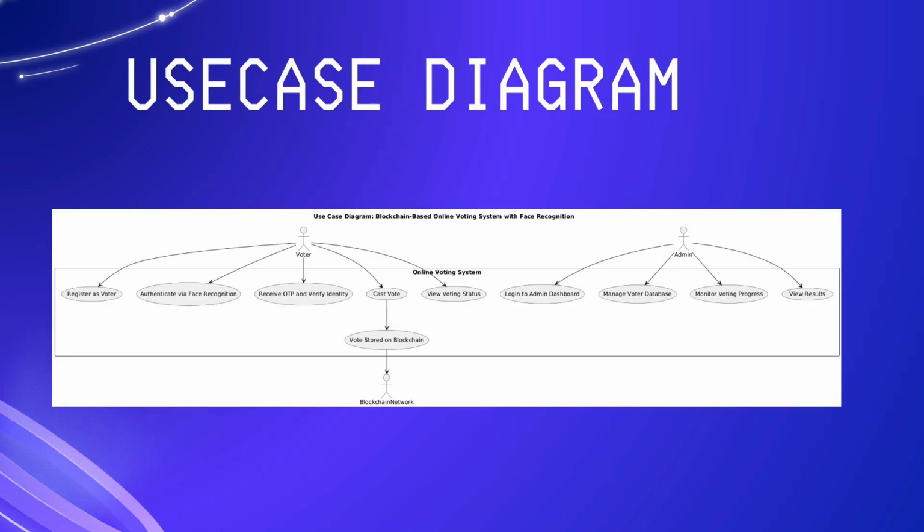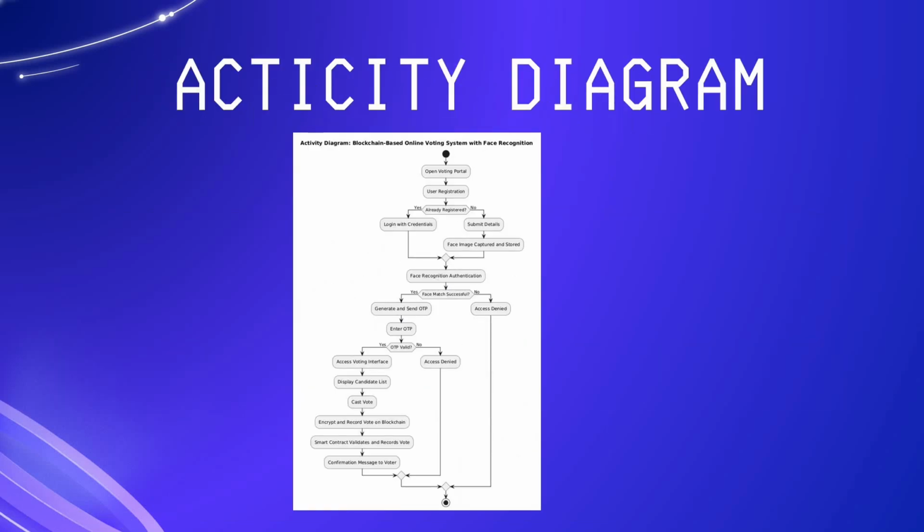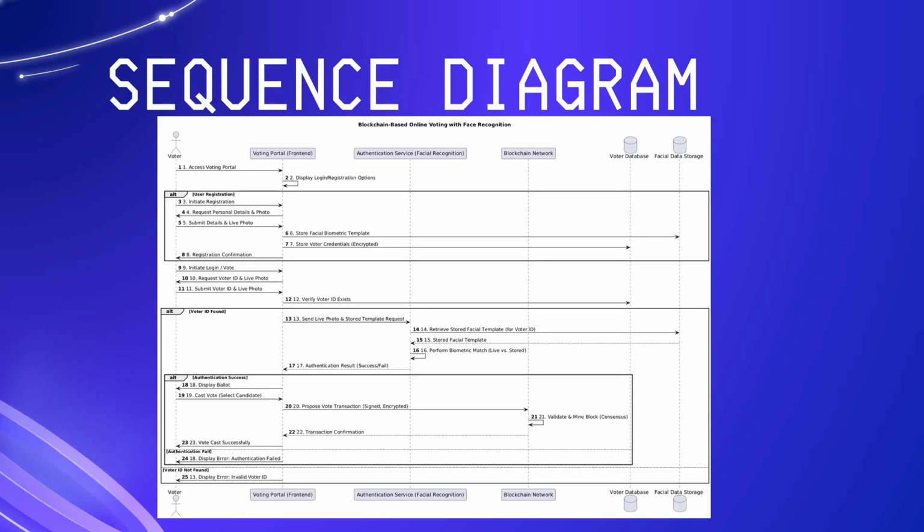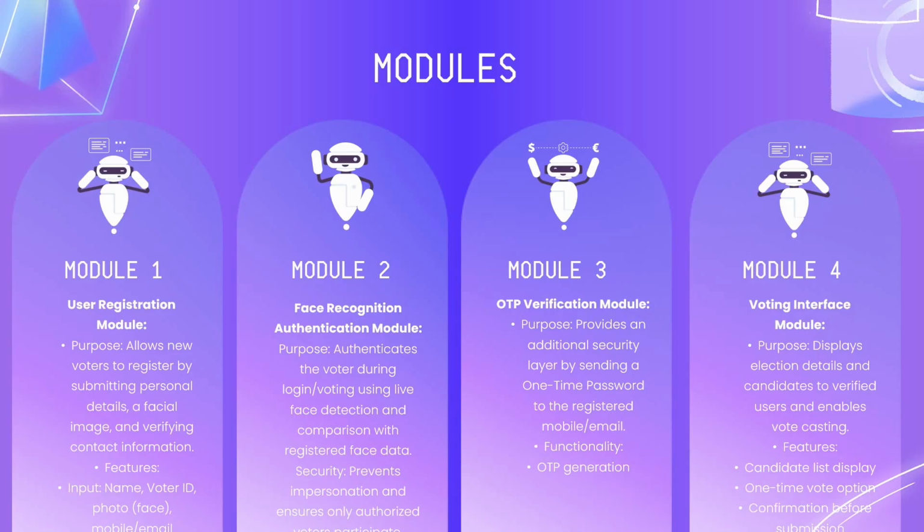For this project, we have given the use case diagram, class diagram, activity diagram, sequence diagram, and everything. You can get the complete diagram details here. This project uses eight different modules. The user registration module is used to register all the details of the person: person ID, person photos, everything. Then the face recognition module is used to recognize the face of each and every person using facial authentication. Then the OTP verification module uses the SMTP protocol to send and receive the OTP.